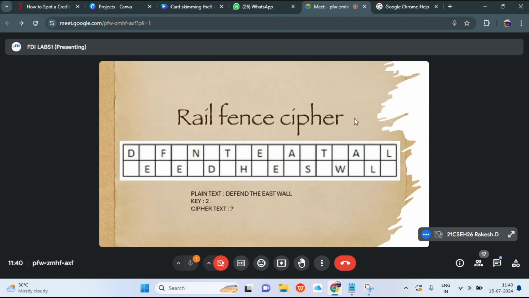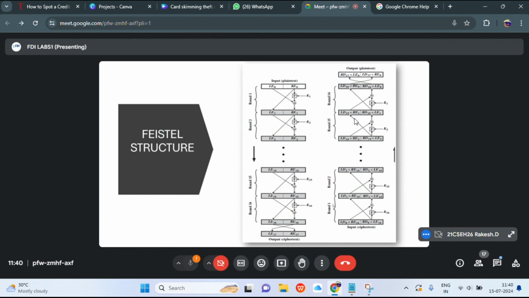Okay, next we'll see the Feistel structure. As I said in the beginning, the Feistel structure is the base for block ciphers. If you understand this Feistel structure, it will be easy for you to understand the DES and AES structures. So we'll see this in detail.